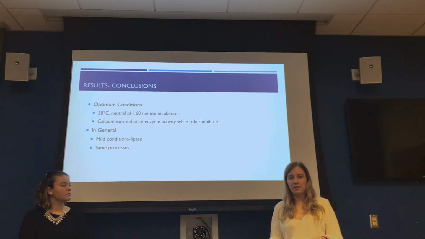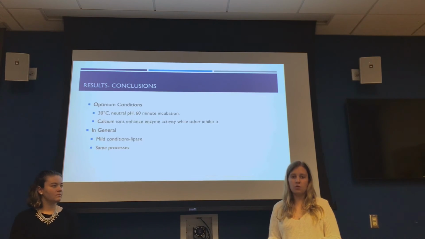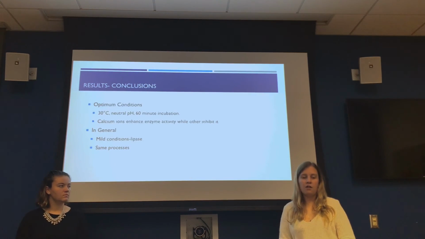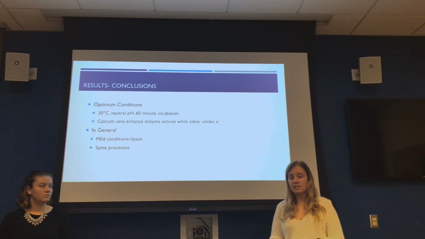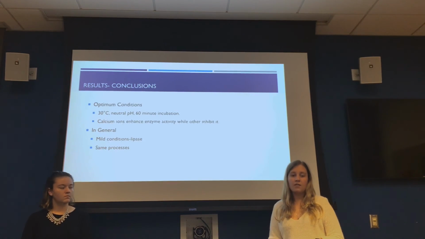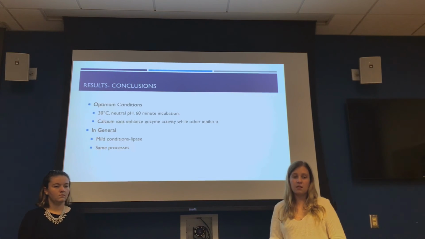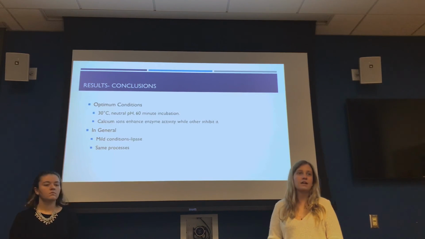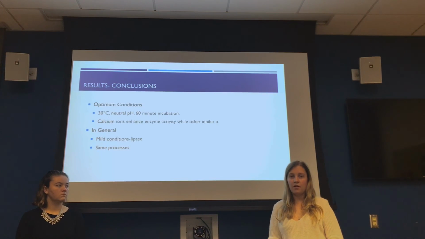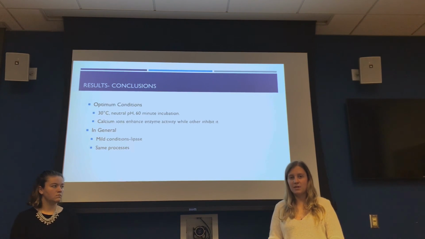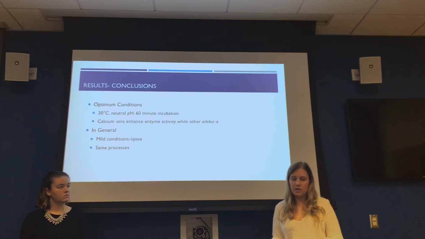And then just to wrap up everything we've been saying, for the results, our enzyme works best at 30 degrees Celsius, a neutral pH, and 60-minute incubation time. Calcium ions enhanced enzyme activity while all the others inhibited it. And then in general, our enzyme, glycerol ester hydrolase, did follow the conditions that lipases generally do, that they work best in mild conditions like room temperature and a neutral pH.